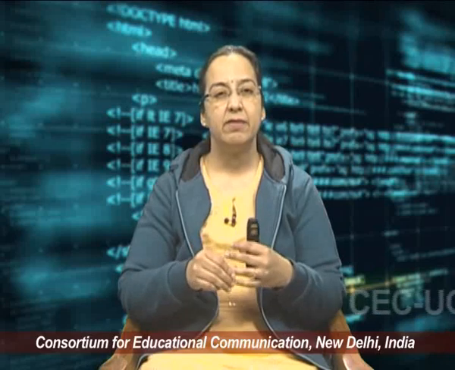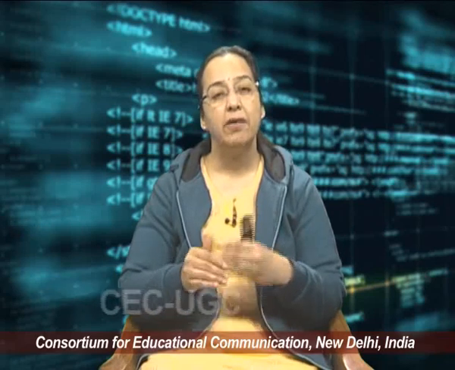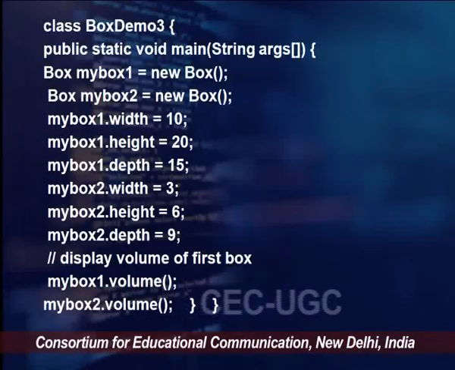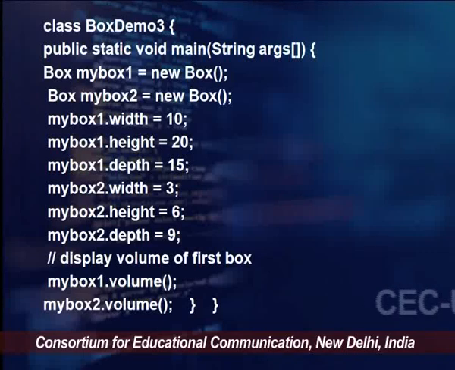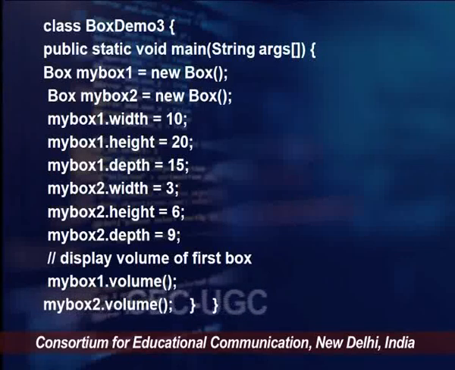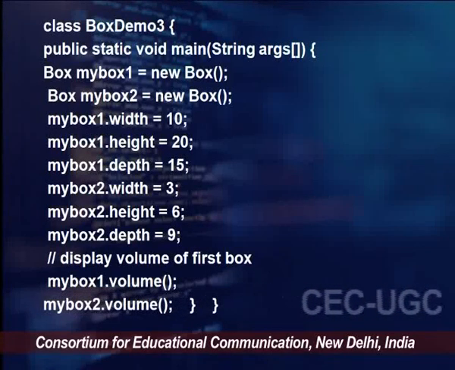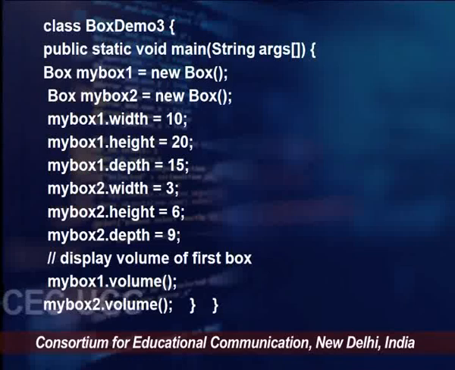Moving further with this program, we will be creating two instances of this class. Each instance will have its own separate set of variables, which are width, height and depth, and we will be calling the volume function with these two instances separately. Let's see how. Let's say we have created one more class named BoxDemo3. You can name it whatever you wish, and within it the public static void main function is there. So ideally we are going to name the file of this particular program BoxDemo3.